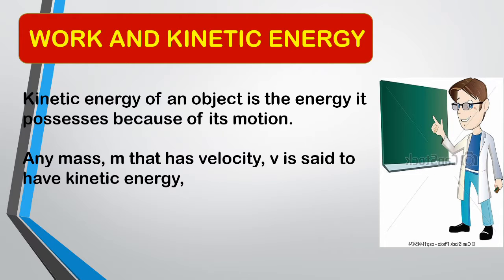Kinetic energy of an object is the energy it possesses because of its motion. Any mass, m, that is moving with a velocity, v, is said to have kinetic energy. The equation for kinetic energy is 1/2 times the mass, m, times the square of velocity, v.